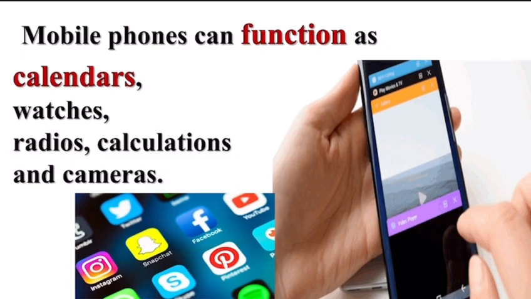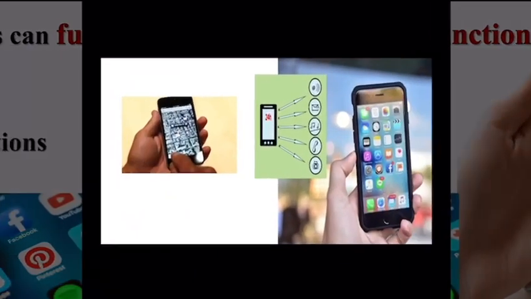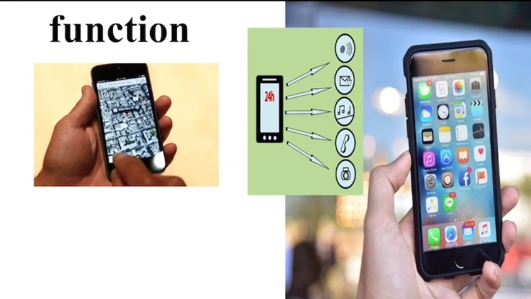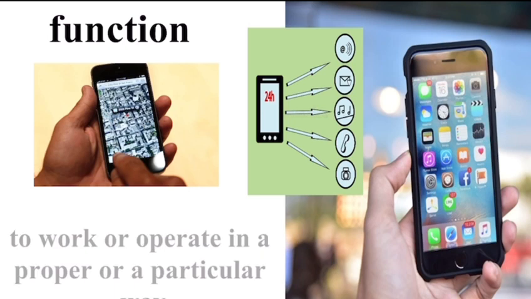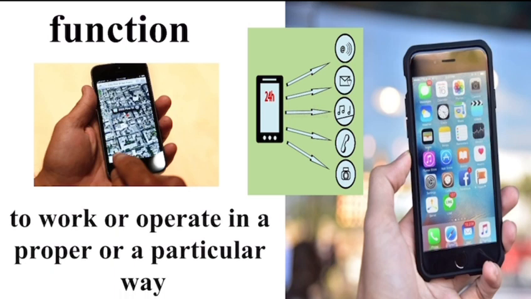So the first word with us today is function. The word function, we use it as a verb here. Function, to work or operate in a proper or a particular way. Function, to do a job. This is the first word with us today, which is function.